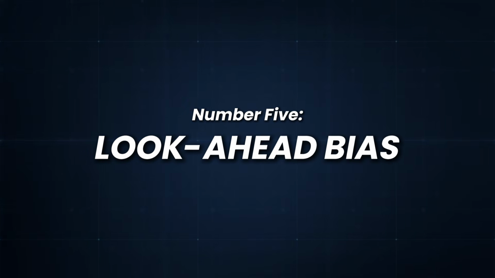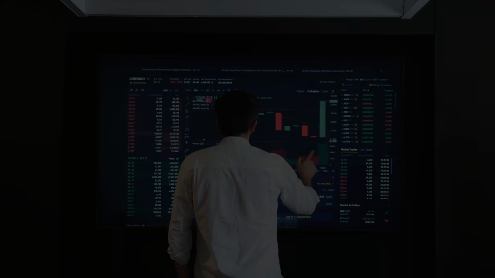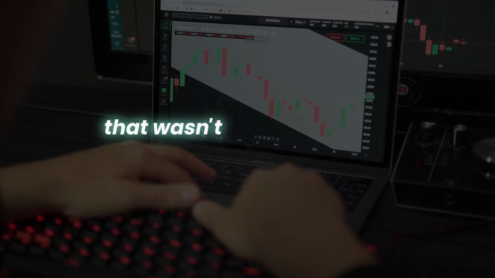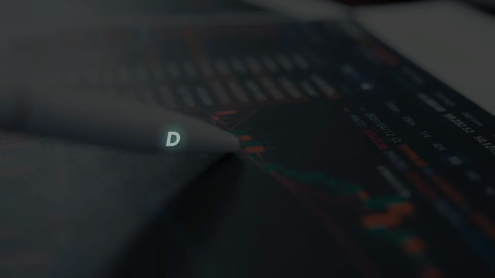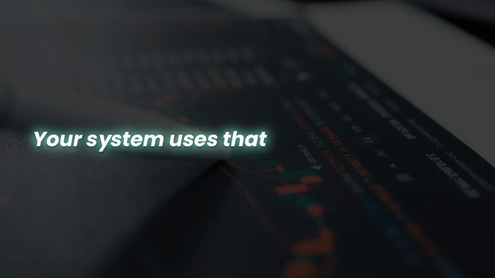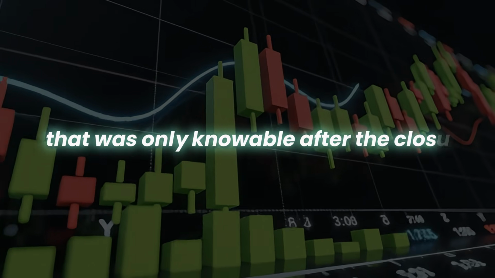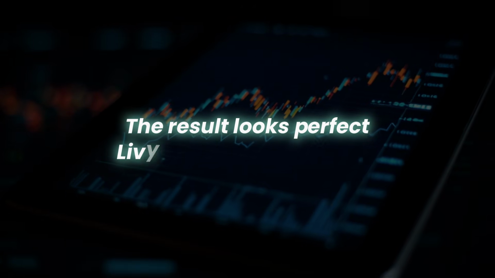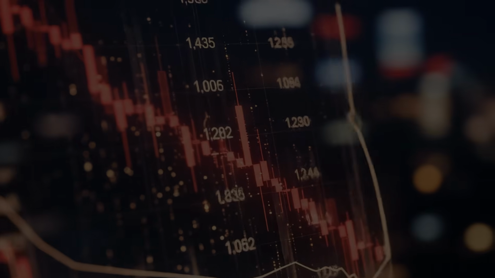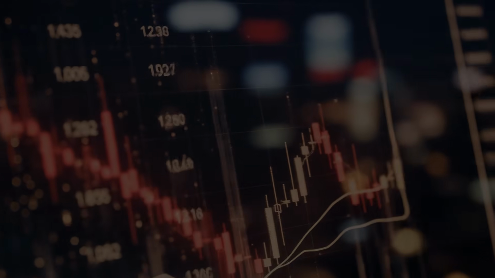5. Look-ahead bias. This one can completely ruin a backtest. You accidentally use information that wasn't available at the time of the trade. For example, a candle closes. Your system uses that completed candle, but your test enters at a price that was only knowable after the close. The result looks perfect. Live trading can't do that. Your backtest must only use information available at that exact moment.